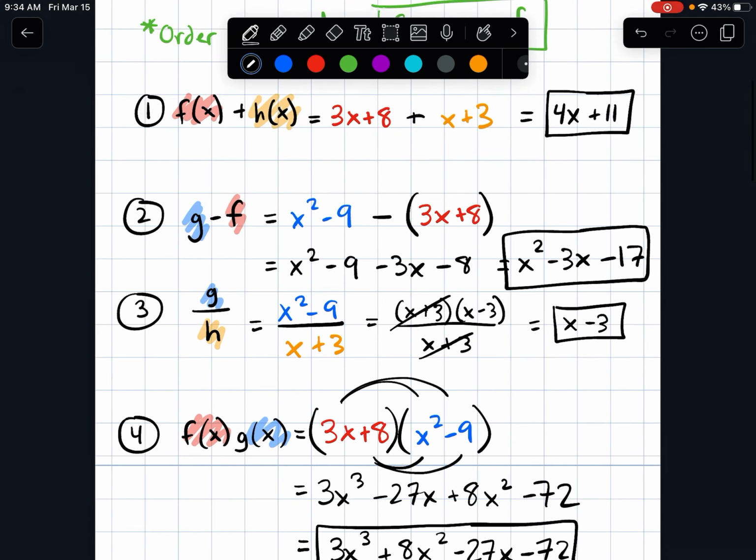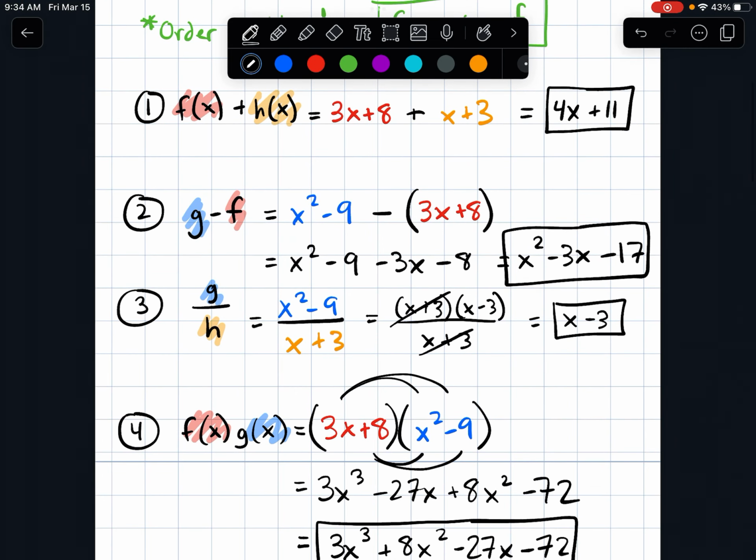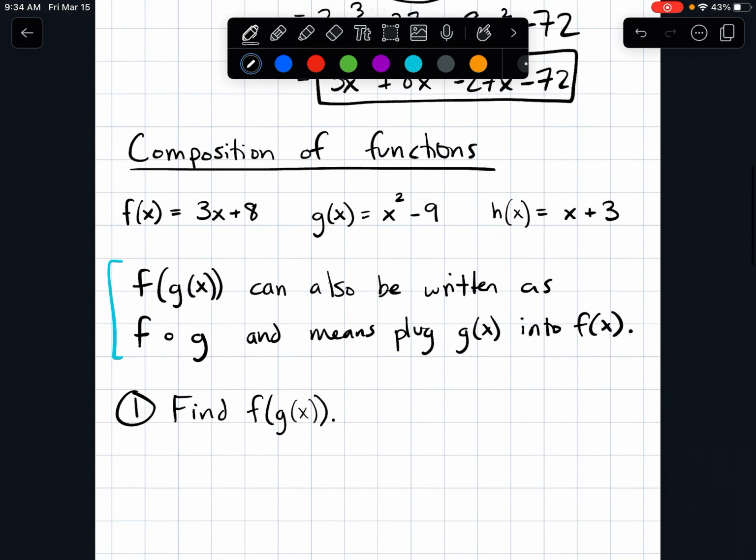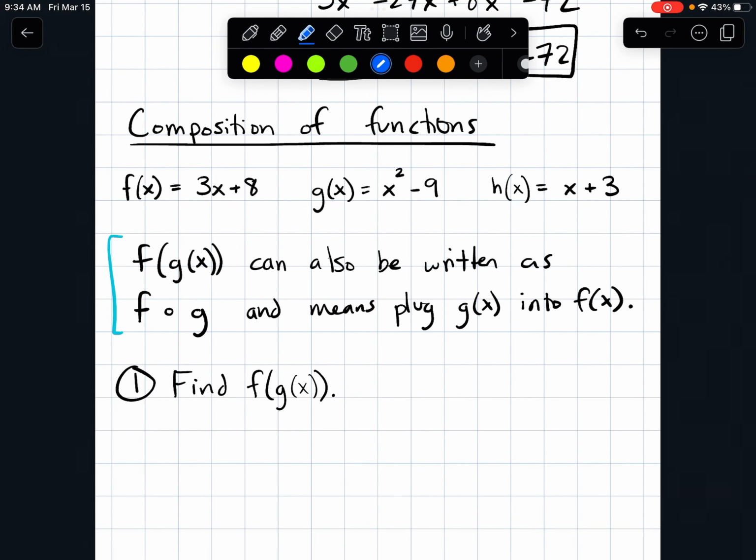Okay, so different functions, again, you can add, subtract, multiply, divide, and then you're just going to kind of simplify, combine like terms, distribute, factor, that kind of thing. Here, we are talking about composition of functions. All right, so I'm using the same functions we did before. We had g of x, we had f of x, and we had h of x. So they're the same as we were just working with.